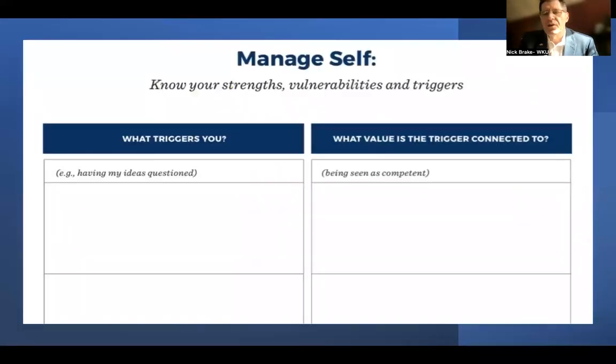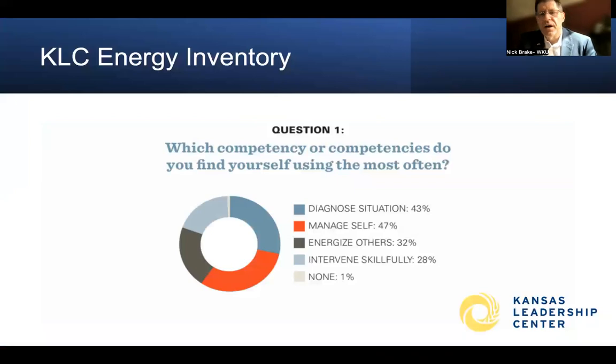These are some examples of ways that you can look at your triggers and what value your triggers are connected to. That's really important, understanding the value of your triggers. This is part of the energy inventory that the Kansas Leadership Center has that I mentioned. One of the questions is, which competency do you find yourself using most often? Of course, we talked about how important diagnose is, and you can see that it's very important as far as the time that's spent in understanding challenges, but manage self is one that people find themselves continually going back to, to understand where you fit into certain circumstances.